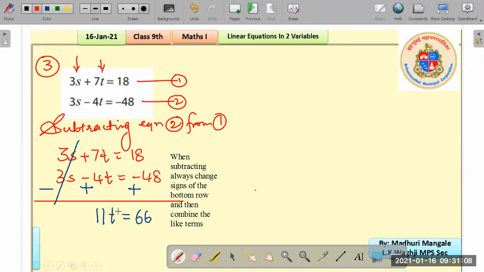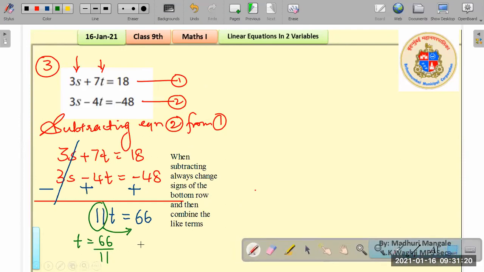After this, you will just solve for t. So with t, we see it is 11 over here. We shift it to the other side. 11 is in multiplication, it will become division. So t equals 66 over 11. That means t equals 6.